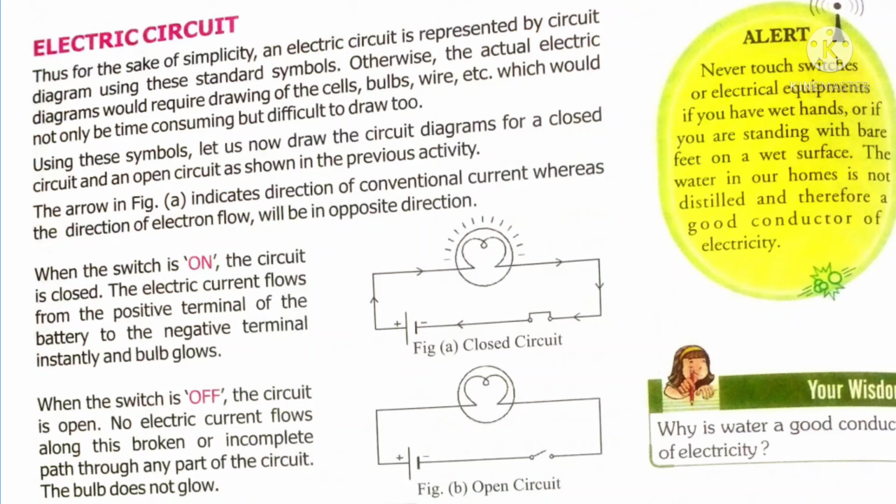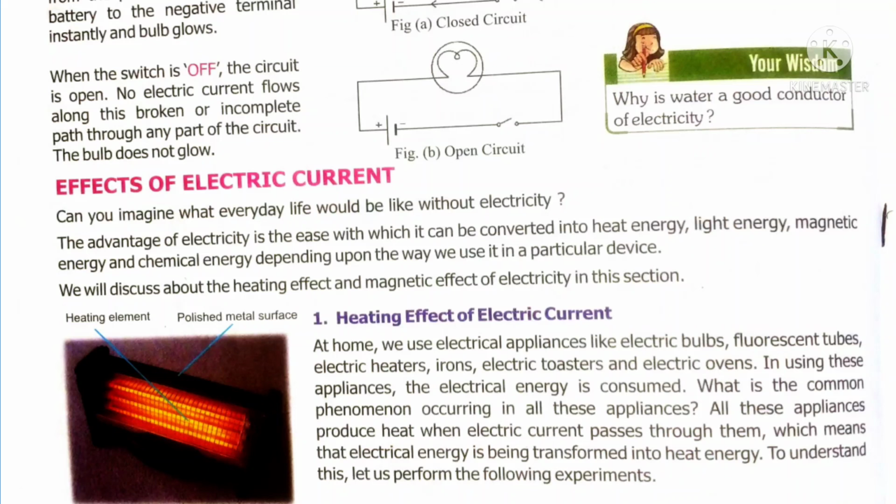Now we move on to the effects of electric current. You know, current causes a heating effect, a magnetic effect, etc. You know the electric heater. On passing electricity through a metal wire, what will happen? The electric energy is transferred to heat energy. This principle is applied in the electric heater, iron box, electric toaster, electric oven, etc.